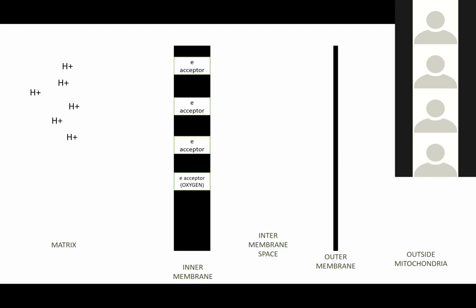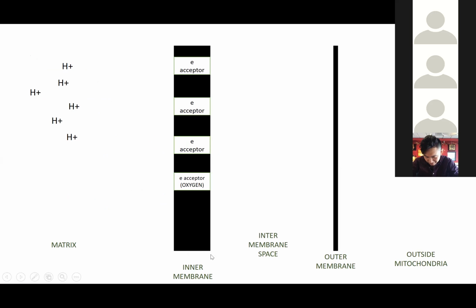Okay. So now we're going to do electron transport chain. To give you perspective of the mitochondria, here is the matrix, and you have all these H plus ions here. So the matrix is acidic because there's a lot of H plus ions.